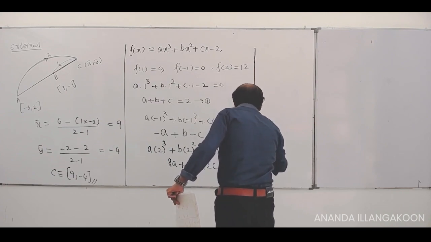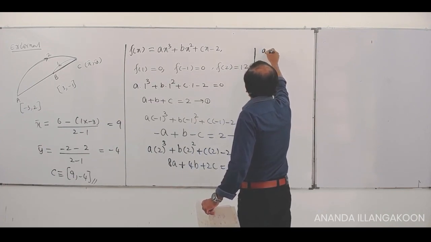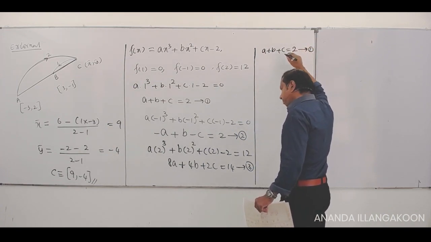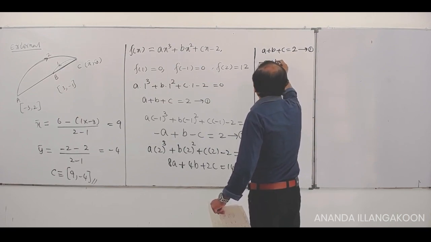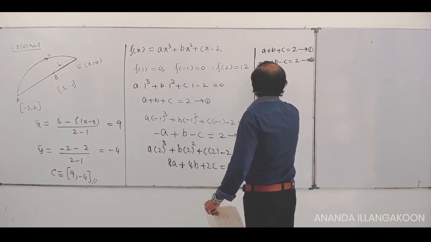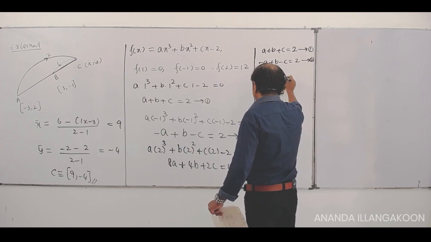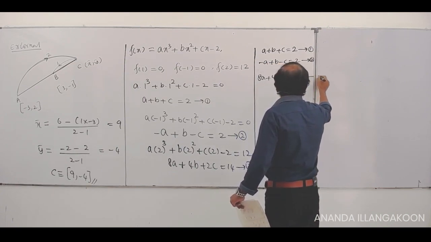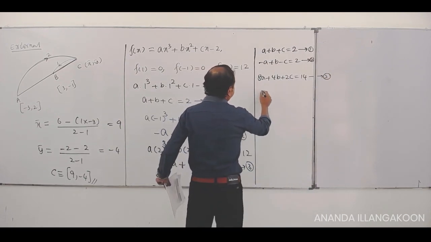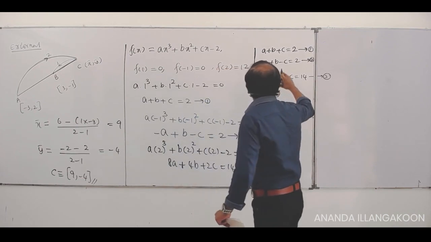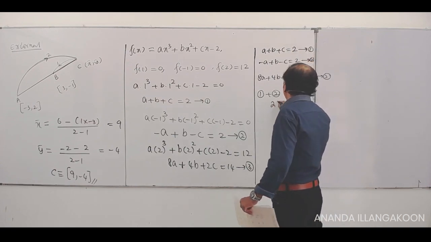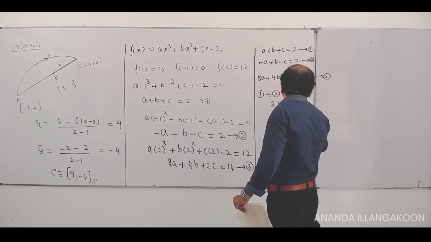I'll first write these 3 equations together. A plus b plus c is equal to 1, number 1. Minus a plus b minus c is equal to 2, number 2. 8a plus 4b plus 2c is equal to 14, number 3. Now, when you add this 1 and 2, you can see this a will cancel off, this c will cancel off, b and b, 2b, 2 and 2, 4. 2b equals 4, b equals 2, right?